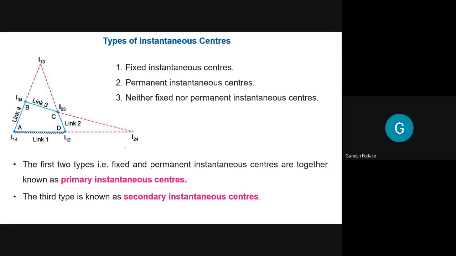Now, when is an ICR called a fixed ICR? Let's consider this mechanism. There are 4 links in the mechanism. Link 1 is AD, link 2 is CD, link 3 is BC, and link 4 is AB. Now tell me, in this mechanism, which link is the fixed link? Link AD. Link AD is the fixed link. Okay, just wait.